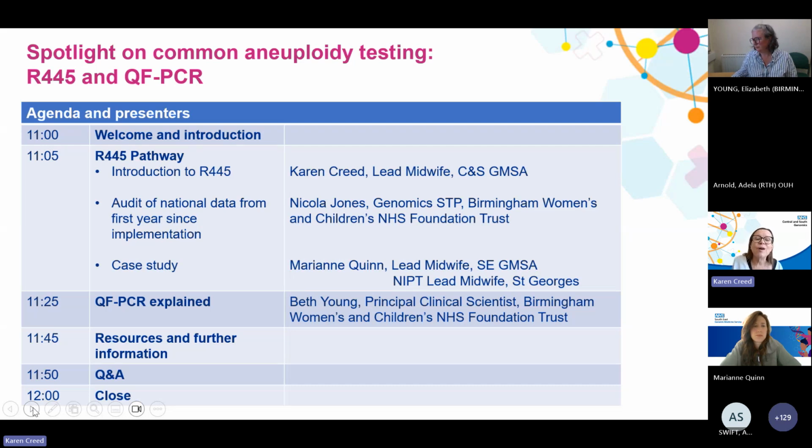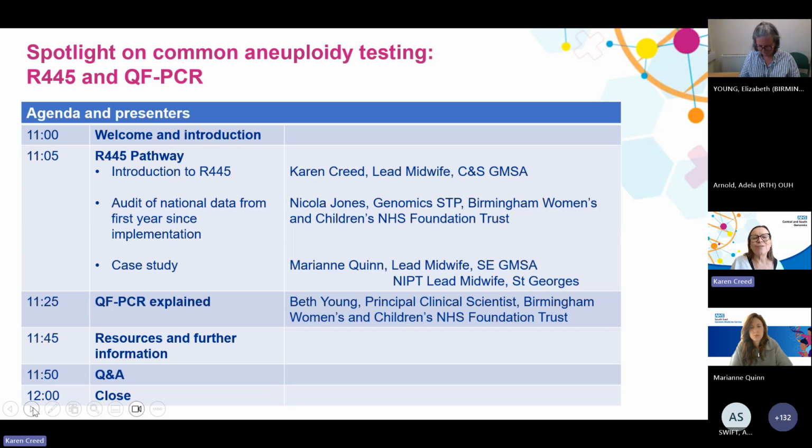Then we're going to change tack and look at QF PCR. We've got Beth Young, who's our principal clinical scientist at Birmingham Women's, who's going to give an explainer on QF PCR, just a reminder of what it is, but also discuss some of the challenges that we may encounter with confined placental mosaicism and how we interpret those results. We know we're getting a lot of questions about that. Following that, we'll signpost you to some resources and further information, and then Q&A at the end.